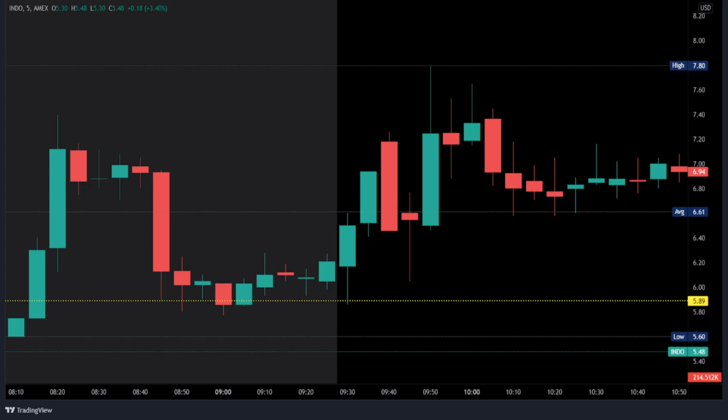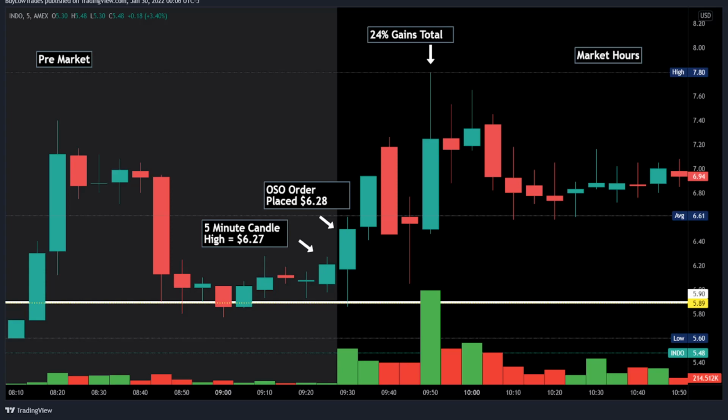For this example, I have a recent chart of ticker INDO. This is a 5-minute chart, and the gray area represents a pre-market. We'll be looking at the last 5-minute candle in that pre-market. We can see that the last 5-minute candle made a high of $6.27. So with this order, we would place an OSO order placed at $6.28, 1 penny above that high.